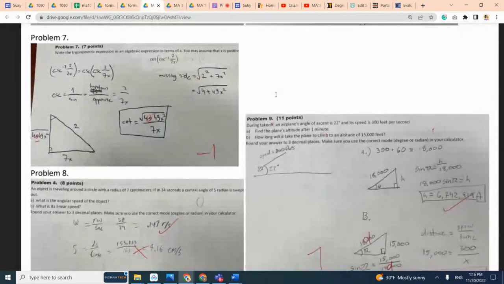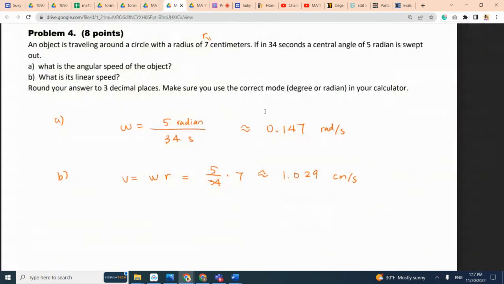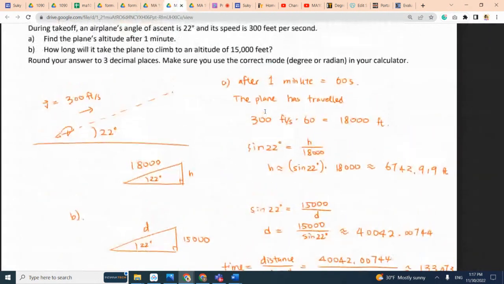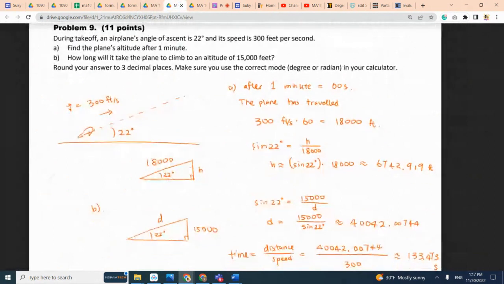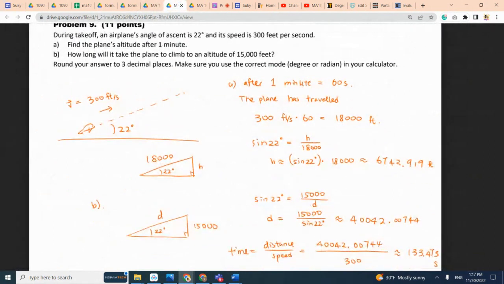Okay. And then here the common mistake is, right, angular speed, omega. Linear speed is omega times radius. Okay. And then the last problem, we talked about that in the review session, right? After 1 minute, you multiply the 300 by 60 seconds, you get 18,000 feet.